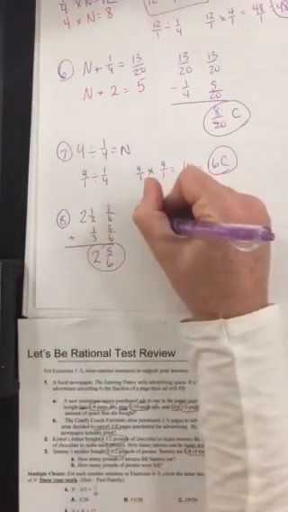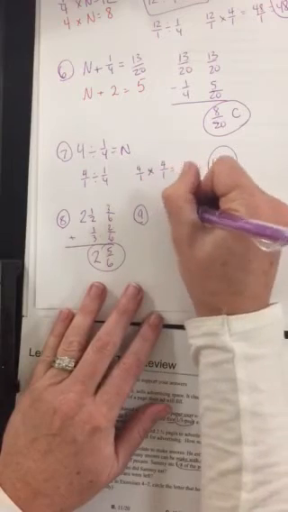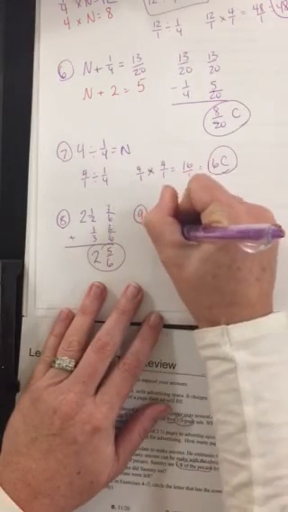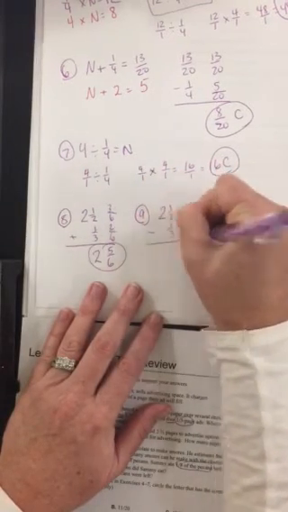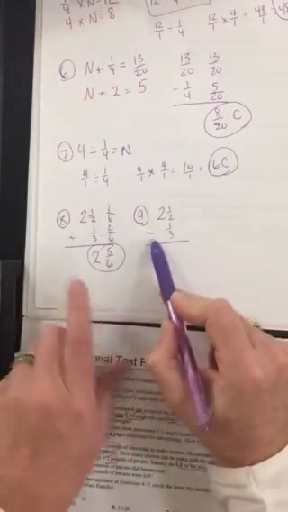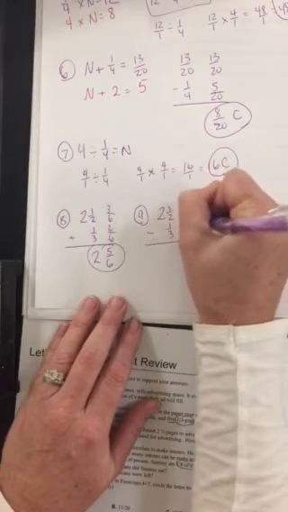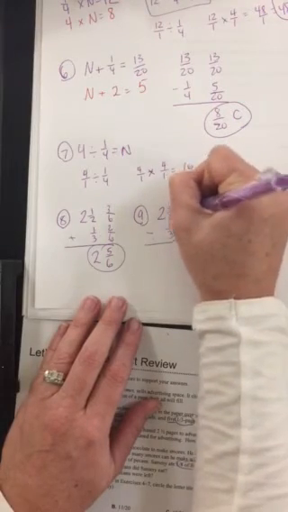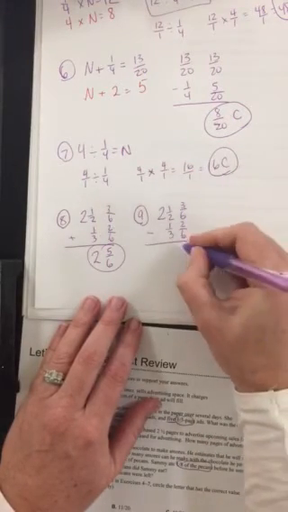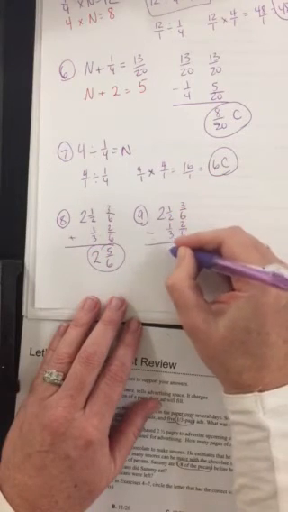Number 9. The difference of 2 and 1/2 and 1/3. Same problem, except it asks for difference instead of the sum. So I'm going to have to know to subtract. So rename these the same way I did before. 3/6 minus 2/6 is 1/6. 2 minus 0 is 2.